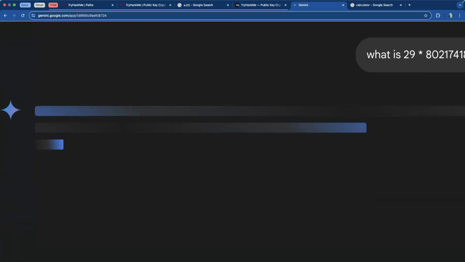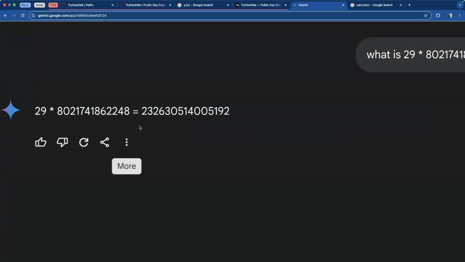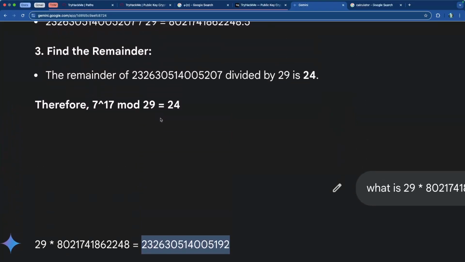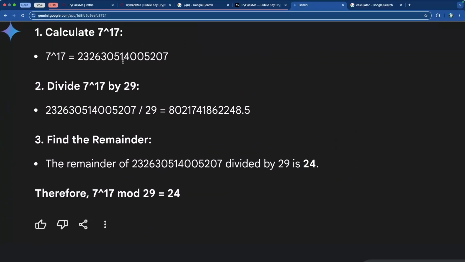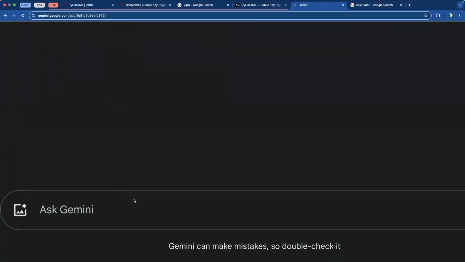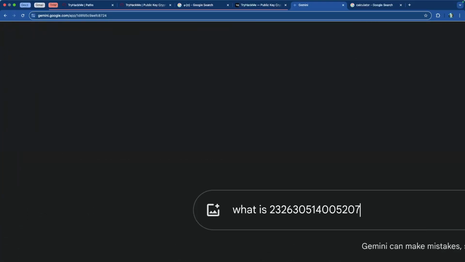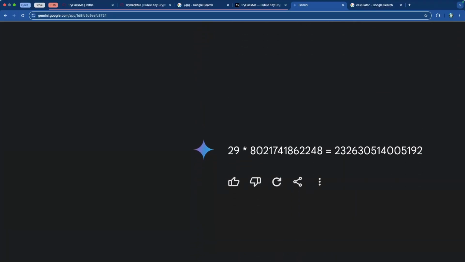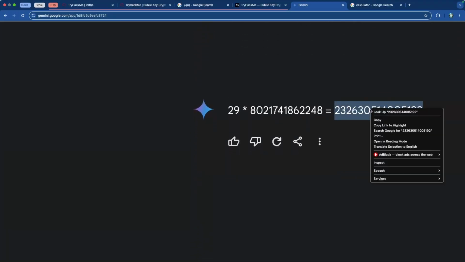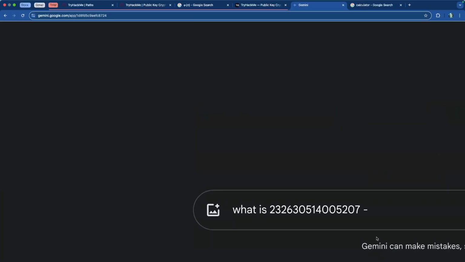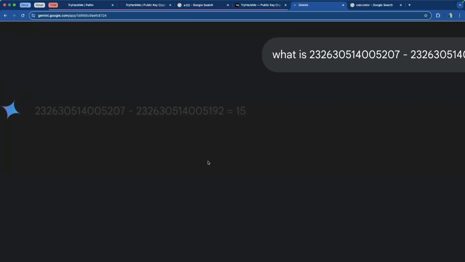802.174.186.2248. So what is that number? That number is this thing right here, right? So that would be the final number here. So I'm going to do this. We'll do copy, and we'll do what is this minus, and then we'll go ahead and take our number that we got right here, this one, and we'll do what is this minus this, and that should be 24.